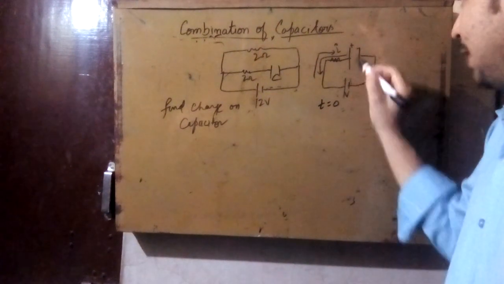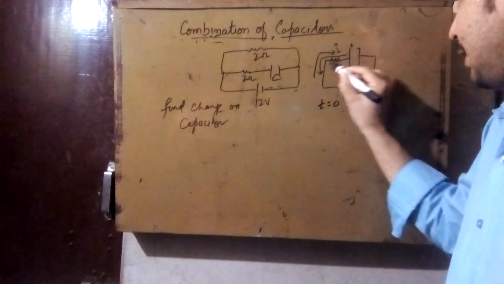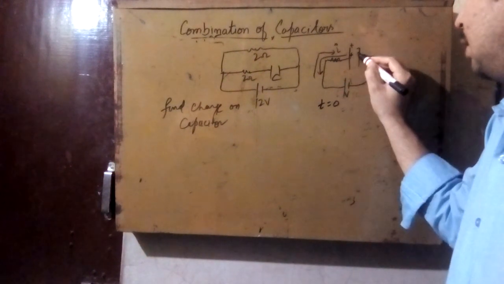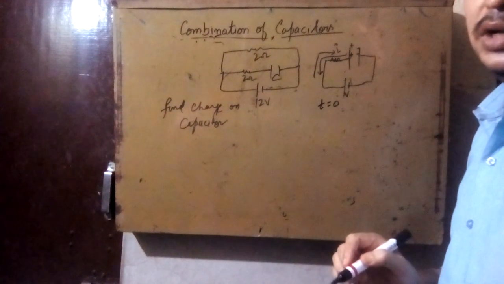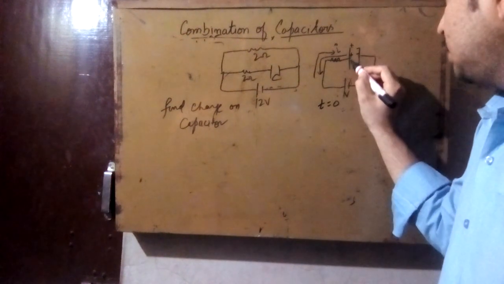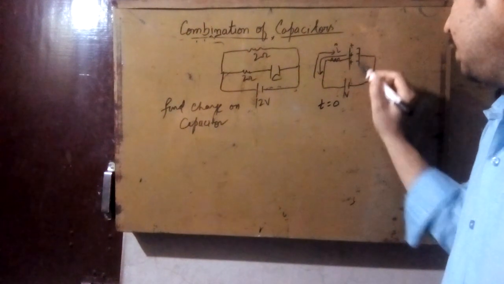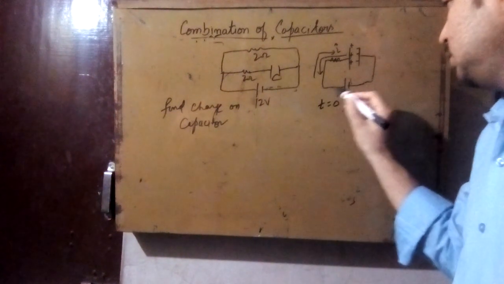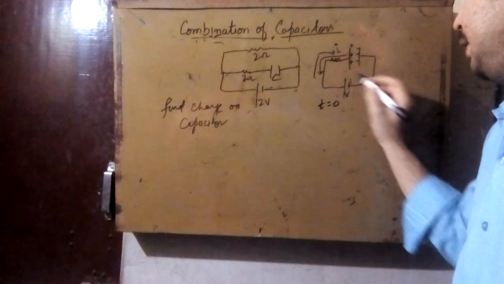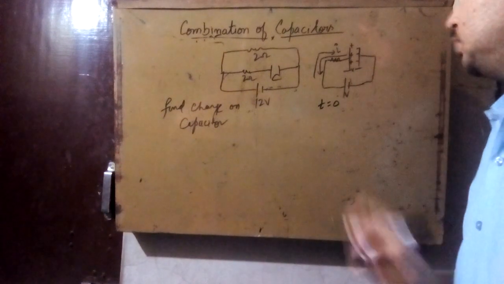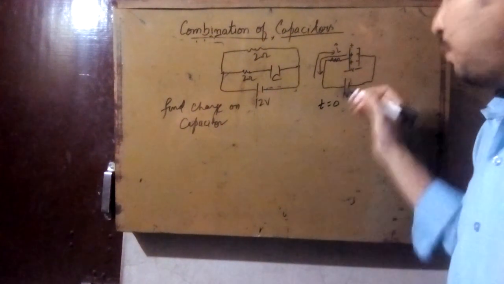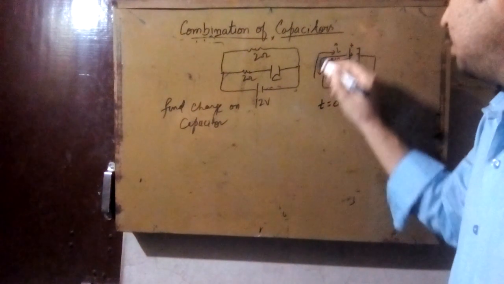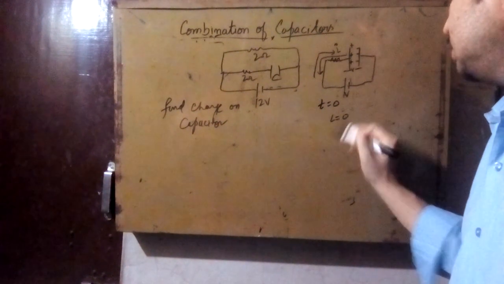Next, another electron is attracted by this terminal and it becomes positive. One positive charge comes here and at the same time one negative charge comes here. Again one positive charge comes here and one negative charge comes. This will go on until the voltage across this battery is equal to the voltage across this one. When the potential difference becomes equal, there is no flow of charge, meaning current becomes 0.